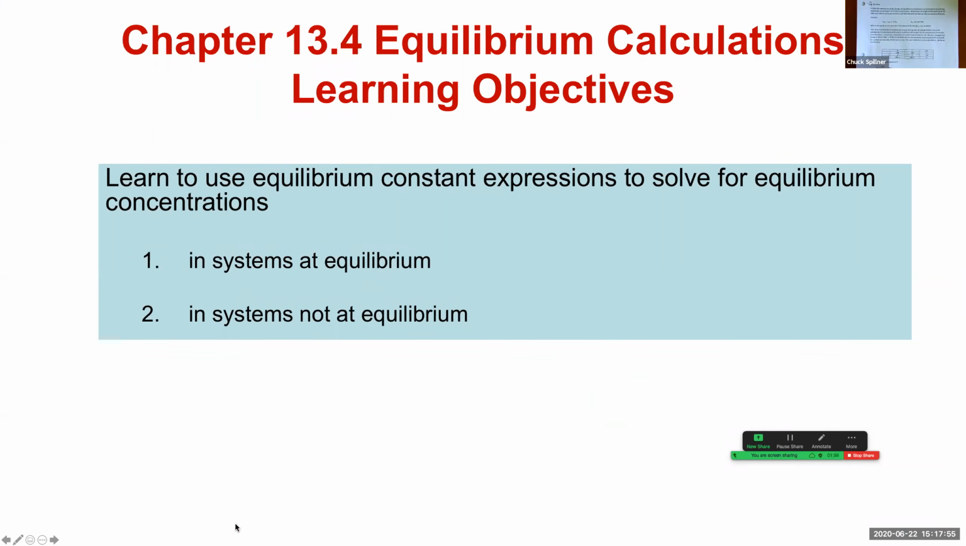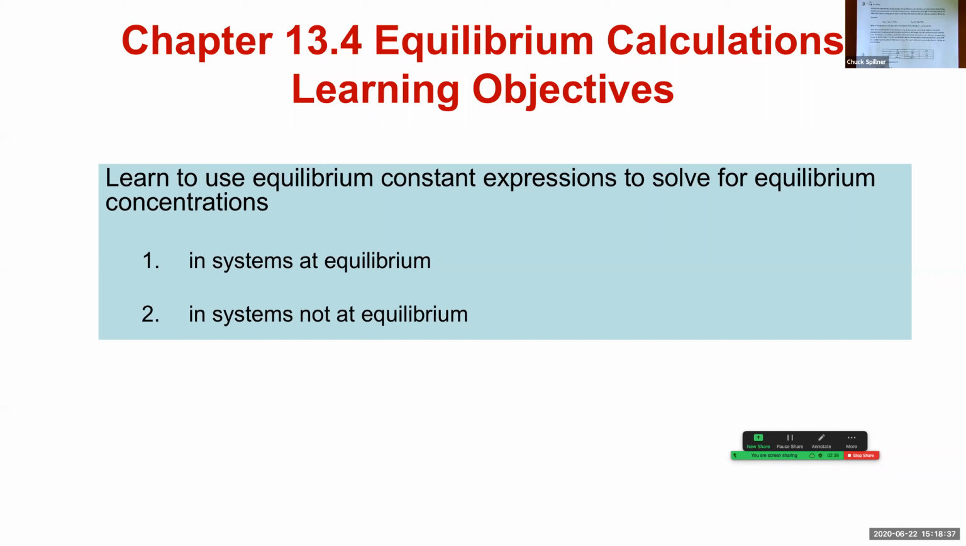All right, so chapter 13.4, equilibrium calculation. The learning objectives for this section is to learn to use the equilibrium constant expression to solve for equilibrium concentrations in systems that are at equilibrium. In this case, in the equilibrium expression, you'll have enough information for the components in the reaction at equilibrium to be able to solve for one unknown.